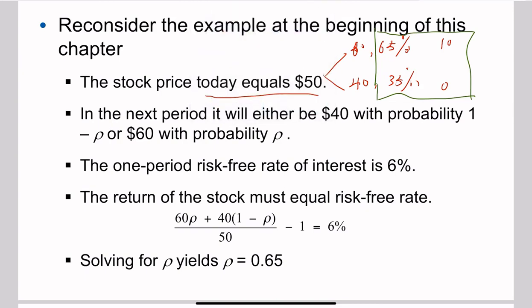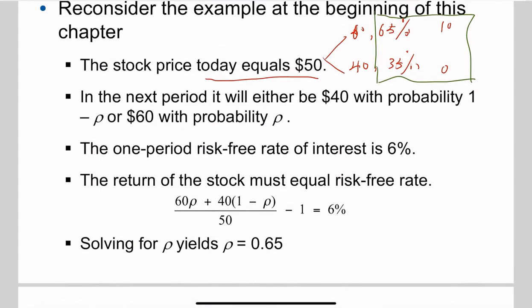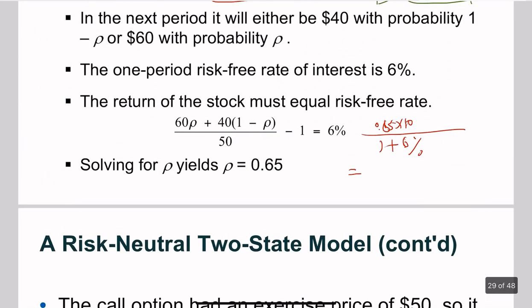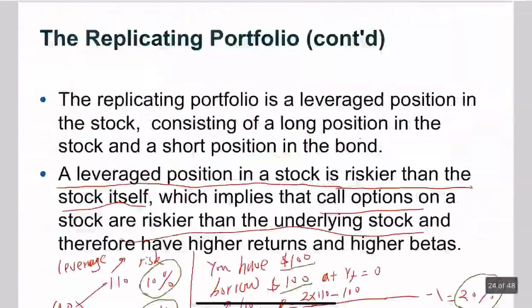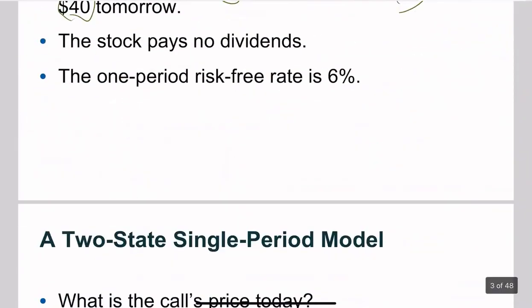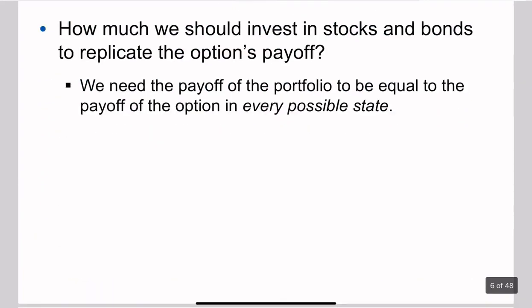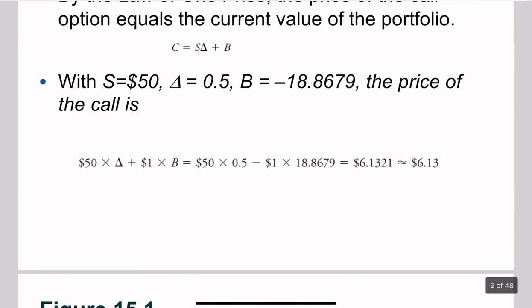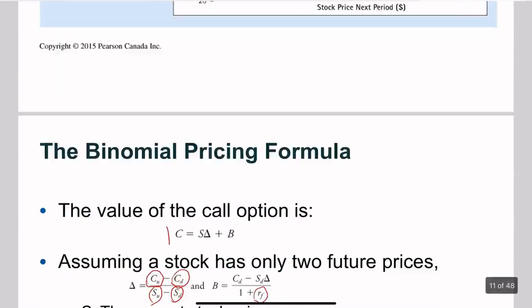What you do is calculate the expected payoff of the call option, right? It's 0.65 times 10. Then you discount it at 6%. So this gives us 6.13. And you can verify that this will give you the same answer as the binomial model. So let's see what the binomial model's answer is. You can see that it gives exactly the same answer.